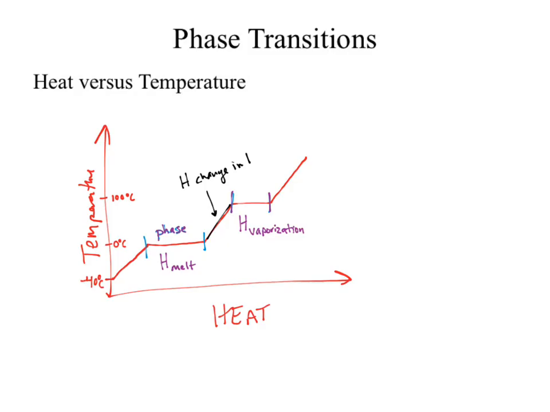Okay. Could we go through and quantify this a lot more? Yes. For the sake of this class and for my sanity, no. We'll just go ahead and move on. Okay. But what I want you to be aware of is what a heat versus temperature curve looks like and how to kind of roughly interpret information off of it. Okay? Kind of make sense?